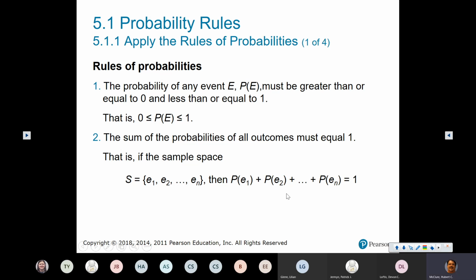Okay? The sum of all the probabilities must equal 1. This is a test question right here. I think there are 2 test questions on my test that check on this. And I know that's a standardized test question. They must equal 1. All the probabilities added together must equal 1.